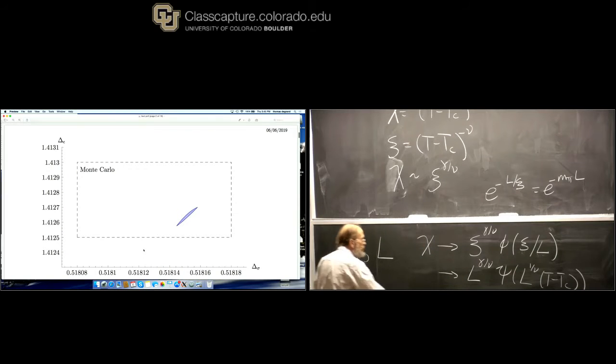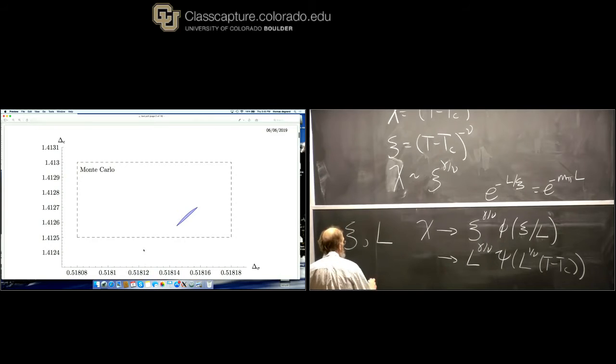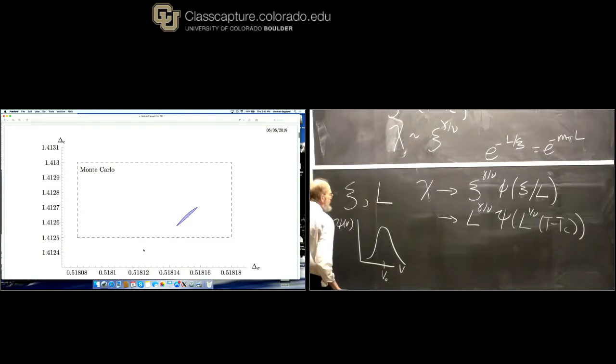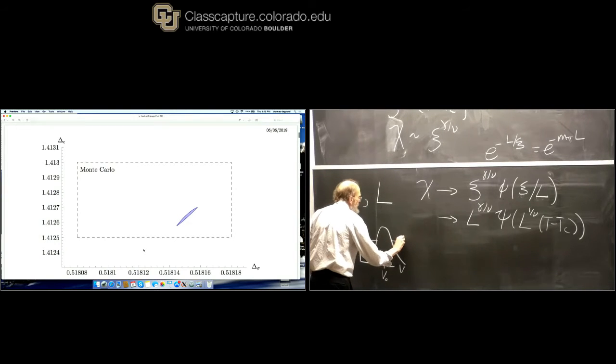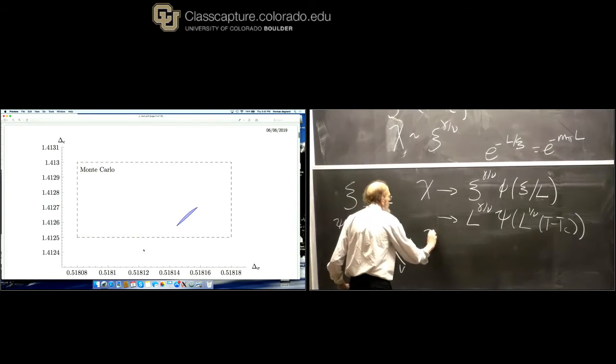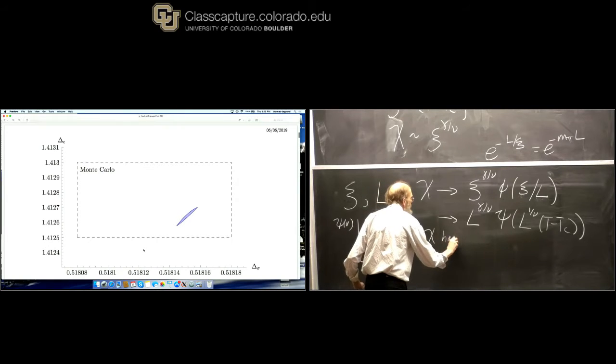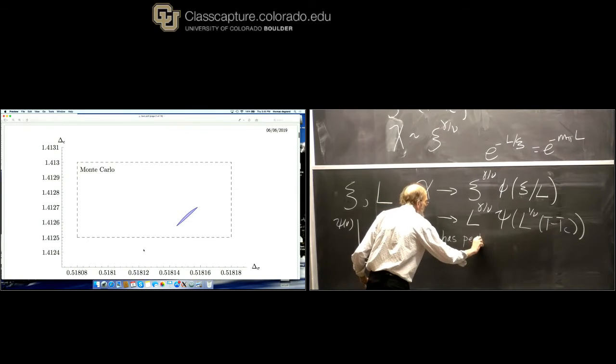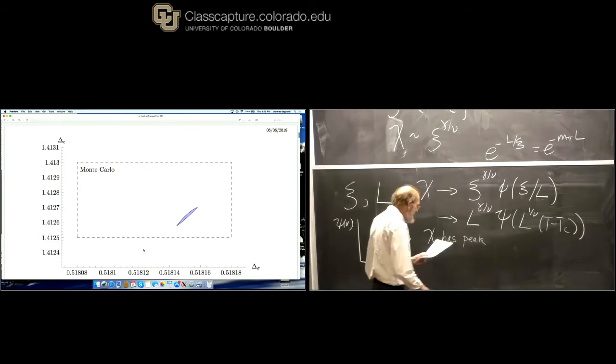And so this is some function. Again, we have no idea what it is, but we can sketch it. It will be a function, say psi as a function of v, that'll look something like this. And it'll have some maximum at some place, v0, and it'll have a width, let's call it delta v. And if that's the case, that says that chi has a peak someplace.